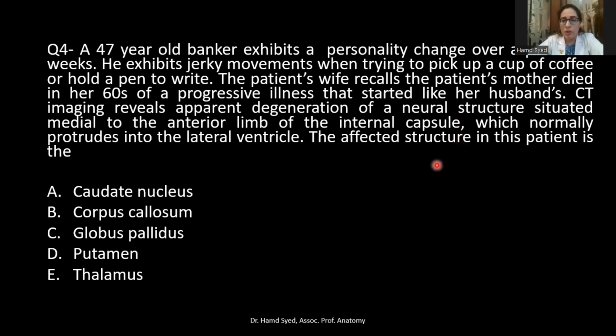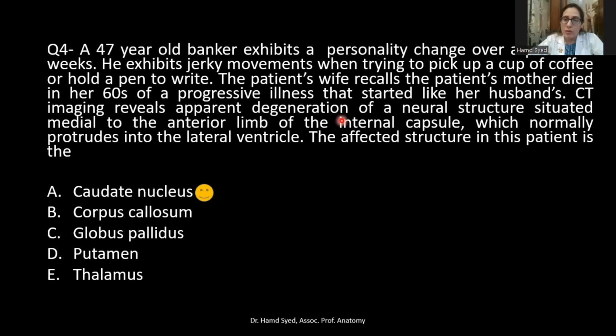Now, the affected structure in this patient is, if you recall the MRI scans that I showed you, we see that the structure which is lying on the medial aspect of the anterior limb of the internal capsule is the caudate nucleus, the head of the caudate. And these symptoms are typically the jerky movements when the patient is trying to perform any activity, or it can be there at rest.